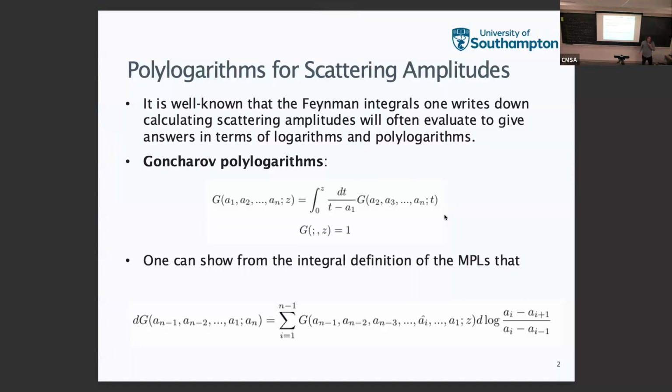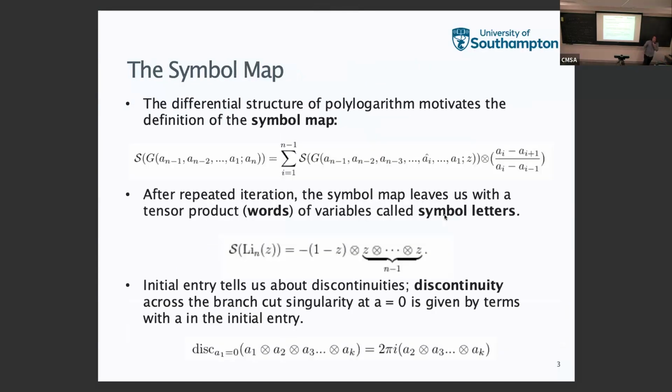So first of all, just a quick review of how cluster algebras actually enter into the story. It's well known that when you write down Feynman integrals to calculate an amplitude, they'll often evaluate to polylogarithms, classical polylogarithms, but also Goncharov polylogarithms, which can be defined iteratively. Now, it's very easy to show from the integral definition that they enjoy a recursive differential structure, which motivates the definition of the well-known symbol map.